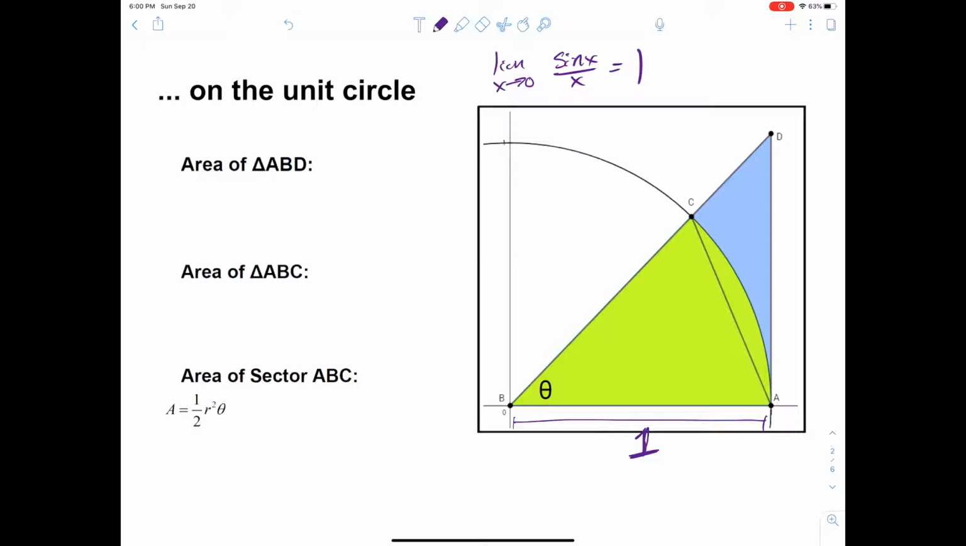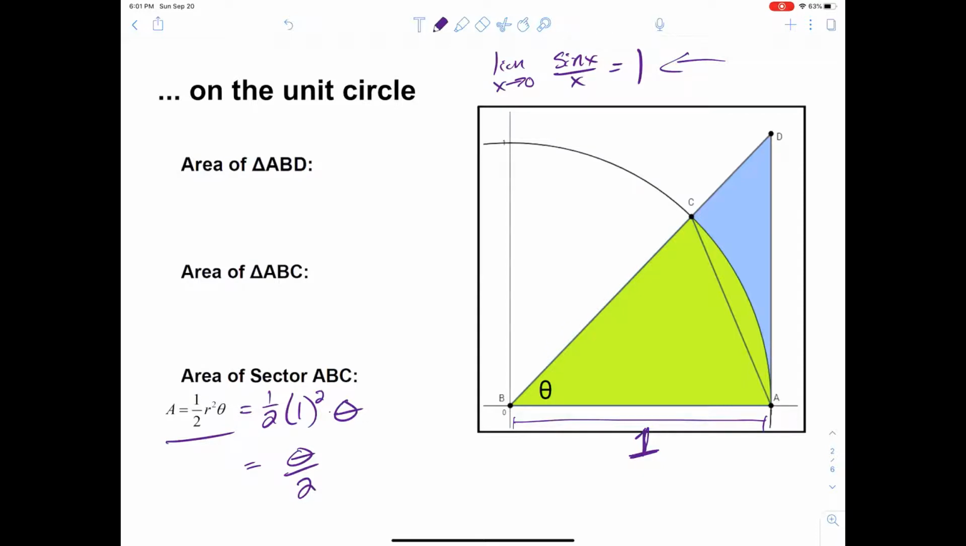One of the things you may not remember is the area of a sector. The formula is right here. I'm going to skip all the way down to the bottom here. 1/2 times the radius, which, because we're on the unit circle, is 1, squared, times theta. And we don't know what theta is. That's like the x up in our limit statement up here. So theta is x. As long as we're cool with that, we can move on. So that means that the area of the pizza slice, the sector, is theta over 2.